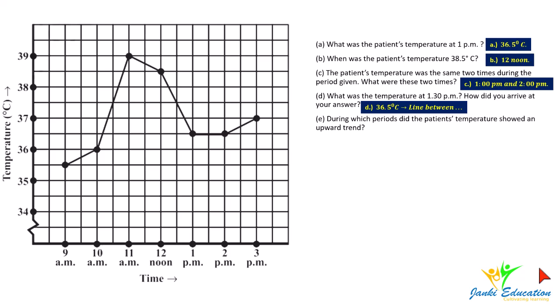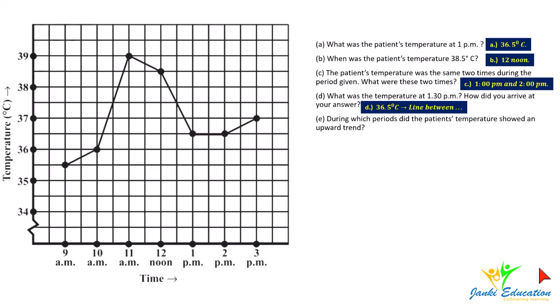And the second question they have asked, how did you arrive at your answer? For that you need to write down a small description. That line between 1 and 2 represents 1:30 p.m., which touches the graph. That touches the line which lies between 36 and 37, which represents 36.5 degrees Celsius.